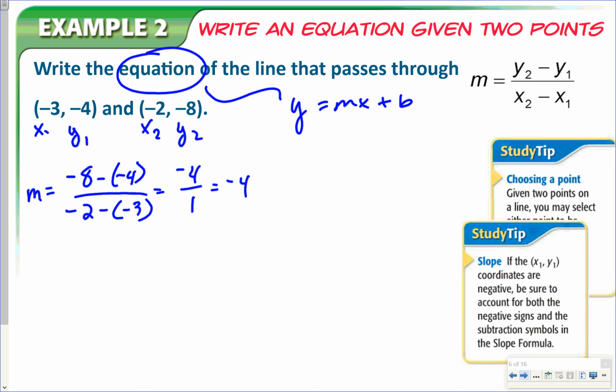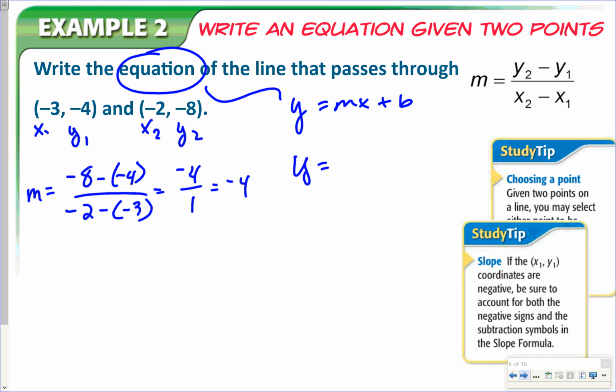Now I have at least 1 point. How many points do I have? I just got 2, right? Now let me ask you a question. Can I use either one of these 2, or do I have to use one over the other? I can use either, because both of these are going to fall on the same line. They have to, right? That's how I got my slope. So I can use either one of these points.